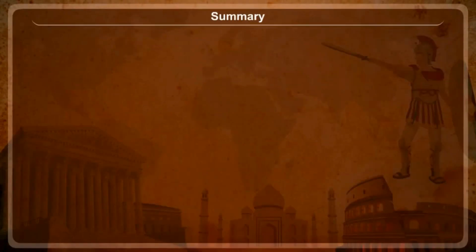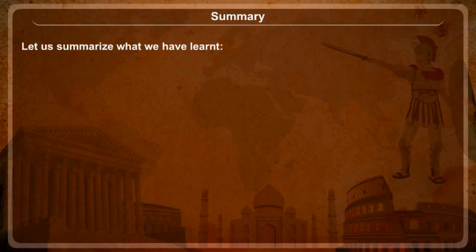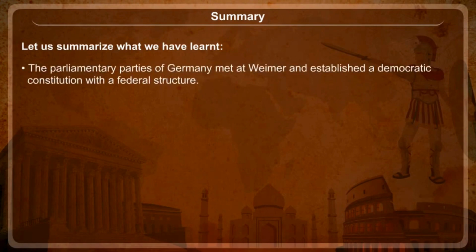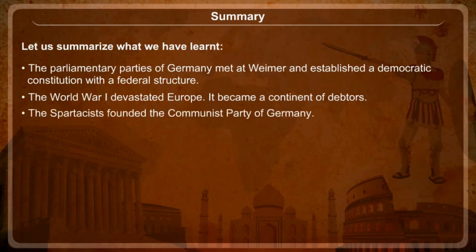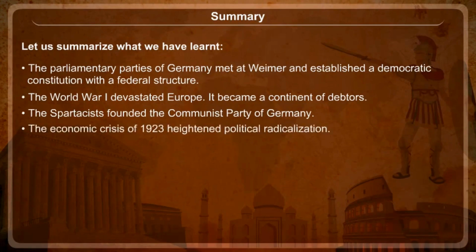Summary. Let us summarize what we have learned. The parliamentary parties of Germany met at Weimar and established a democratic constitution with a federal structure. World War I devastated Europe. It became a continent of debtors. The Spartakists founded the Communist Party of Germany. The economic crisis of 1923 heightened political radicalization.